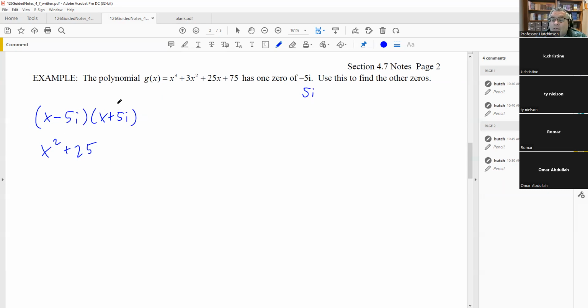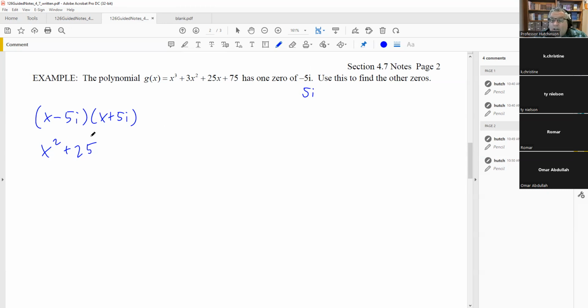You get -5i squared, which is -1 times i squared, and you get plus 25. So I get x squared plus 25 as the polynomial, which gives you -5i and 5i. Now I want to use this in order to figure out what the other zero is.